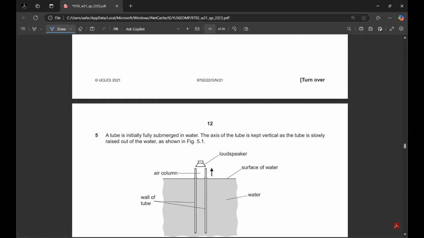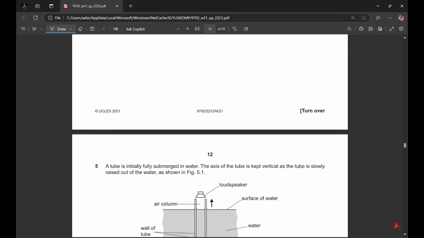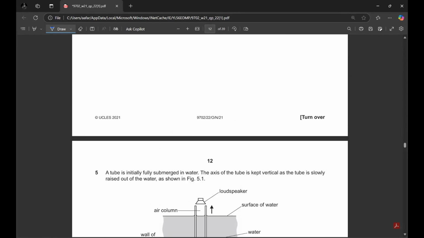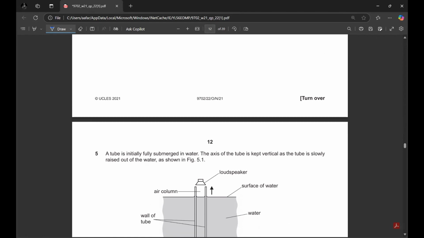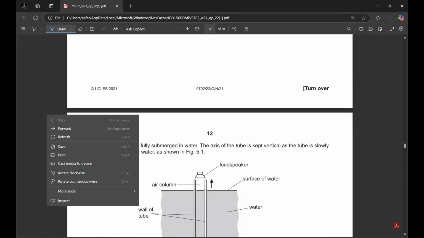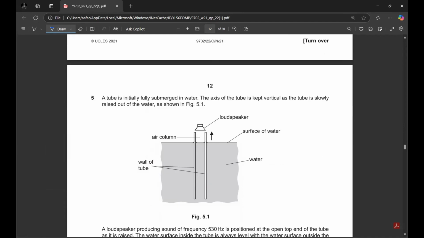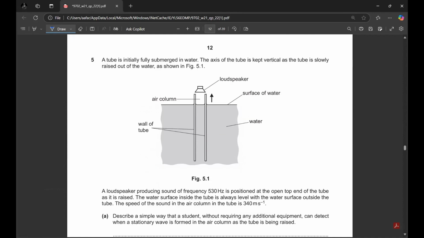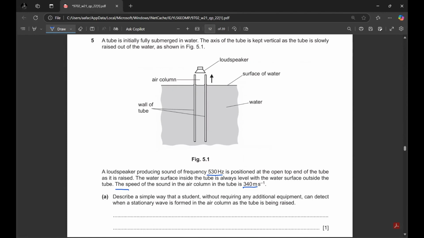This is the stationary waves question. The tube is initially fully submerged in water. The axis of the tube is kept vertical as the tube is slowly raised out of the water. So this is basically the experiment to find the speed of sound. It's a specific experiment which is in our syllabus, and it's a very simple experiment. A loudspeaker producing sound of frequency 530 Hz is positioned at the open end of the tube and it is raised. The water surface inside the tube is always level with the water surface outside the tube. Speed of sound in the air column in the tube is 340 meters per second.